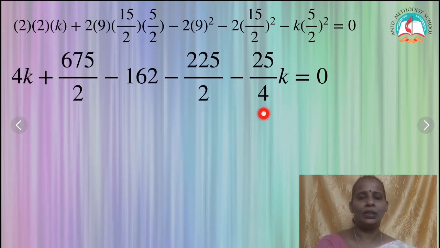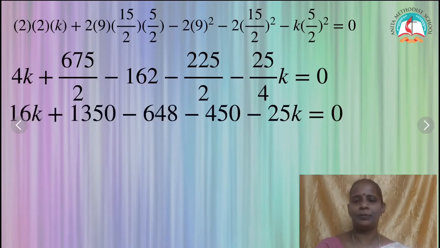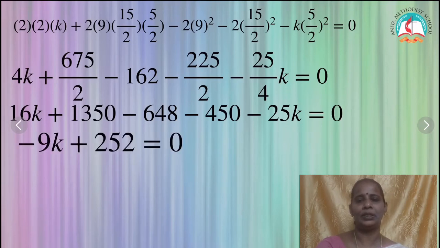And coming to this, 5 square is 25, 2 square is 4, so 25 by 4 into k is equal to 0. Multiply throughout by 4 because I don't want the denominator, or if you want you can keep it in decimals also. You divide it and keep it in point and simplify, that is your wish. So if you multiply by 4, what will happen? 4 4s are 16. This into 4 will be 1350. 162 into 4 will be 648. 225 by 2 into 4 is 450. 25 by 4 k into 4 will be minus 25k.